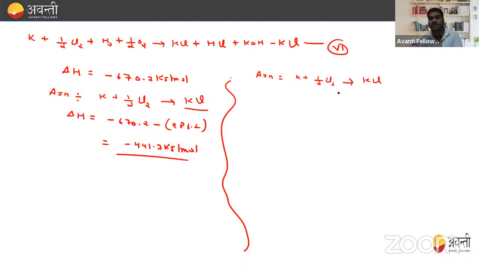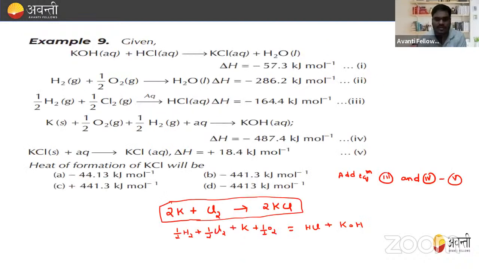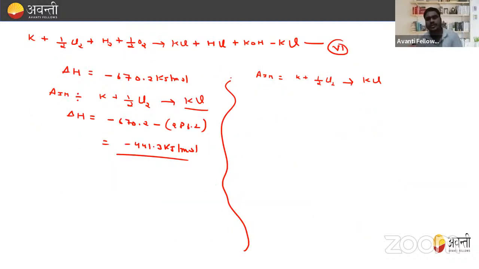Now observe very carefully from which equation we get this. From equation fourth we get K, from equation third we get Cl2, and KCl we get from equation number fifth. KCl we also get from equation number one as well: KCl plus HCl will give KCl plus H2. So just focus on the aim.